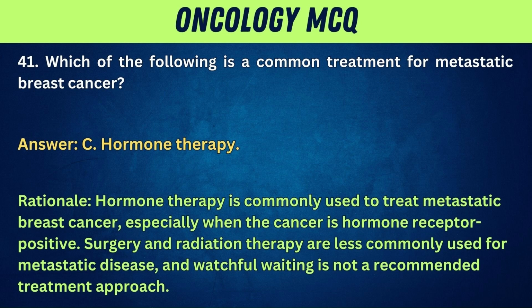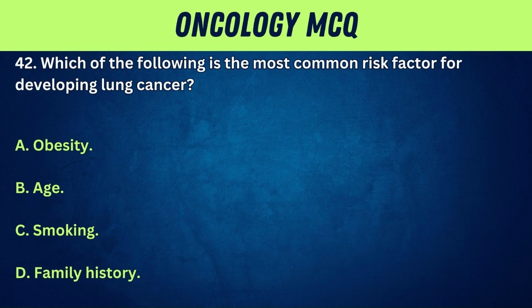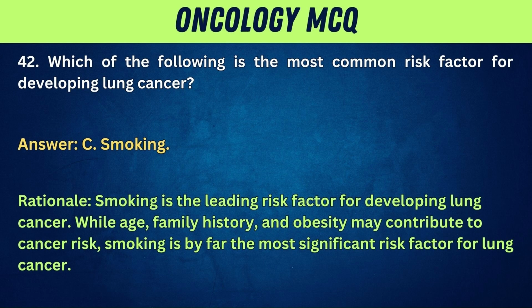Surgery and radiation therapy are less commonly used for metastatic disease, and watchful waiting is not a recommended treatment approach. 42. Which of the following is the most common risk factor for developing lung cancer? A. Obesity. B. Age. C. Smoking. D. Family history. Answer: C. Smoking. Rationale: smoking is the leading risk factor for developing lung cancer. While age, family history, and obesity may contribute to cancer risk, smoking is by far the most significant risk factor for lung cancer.